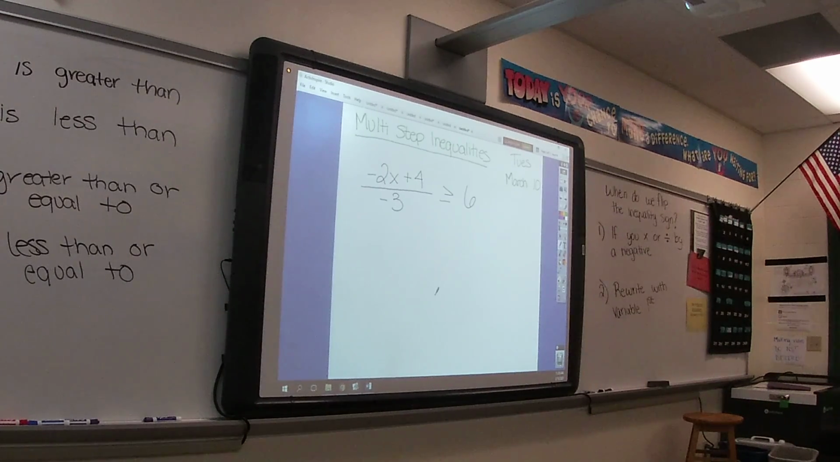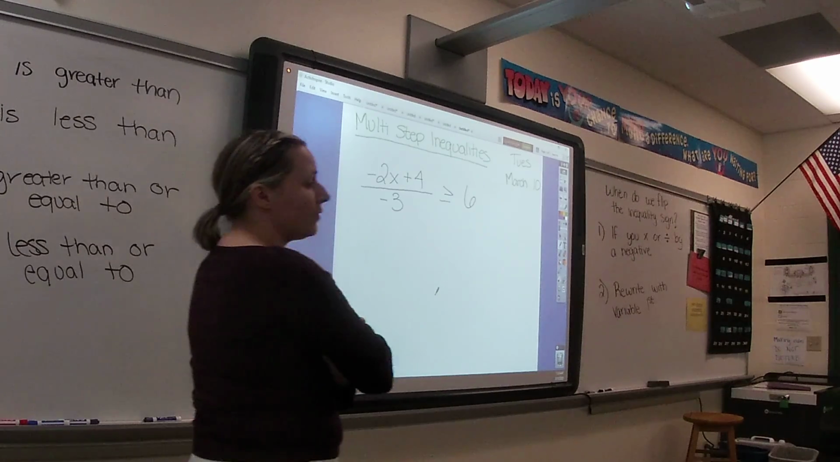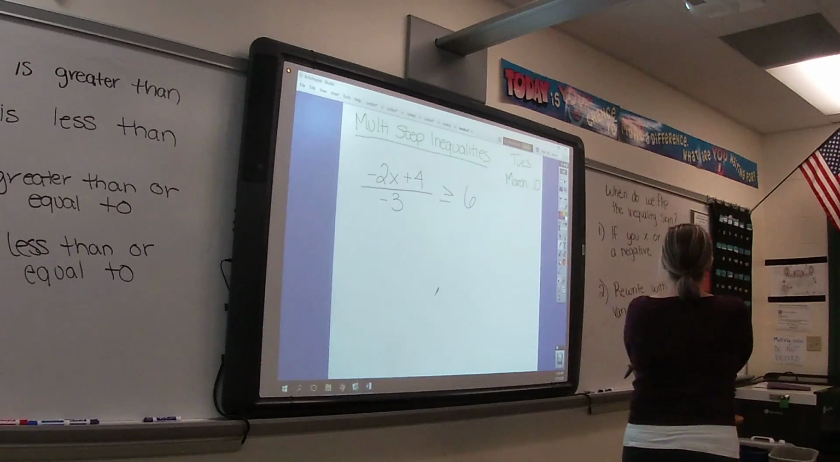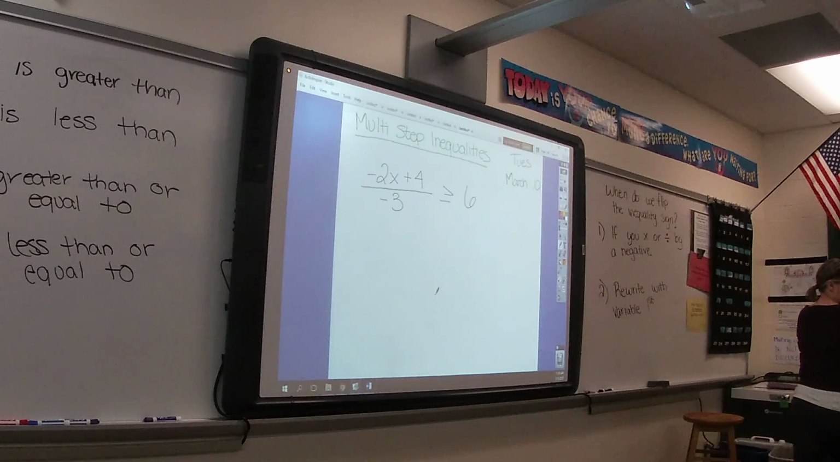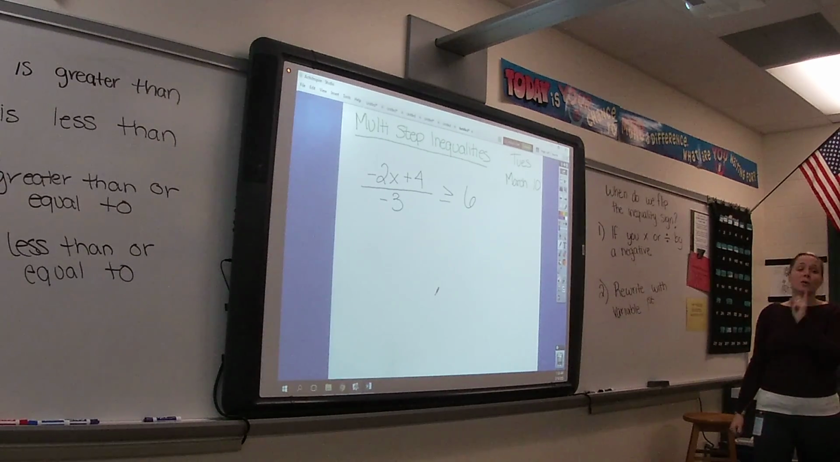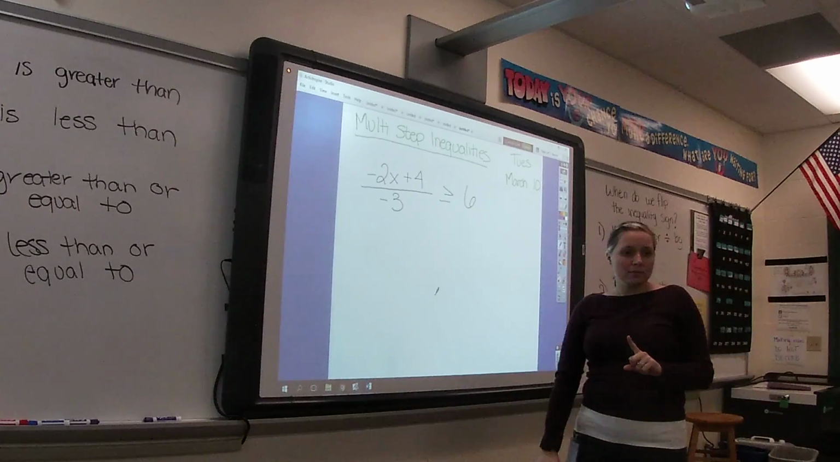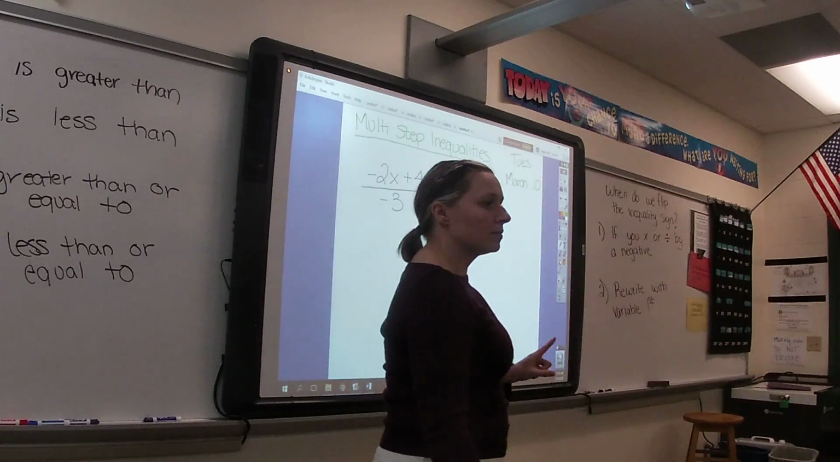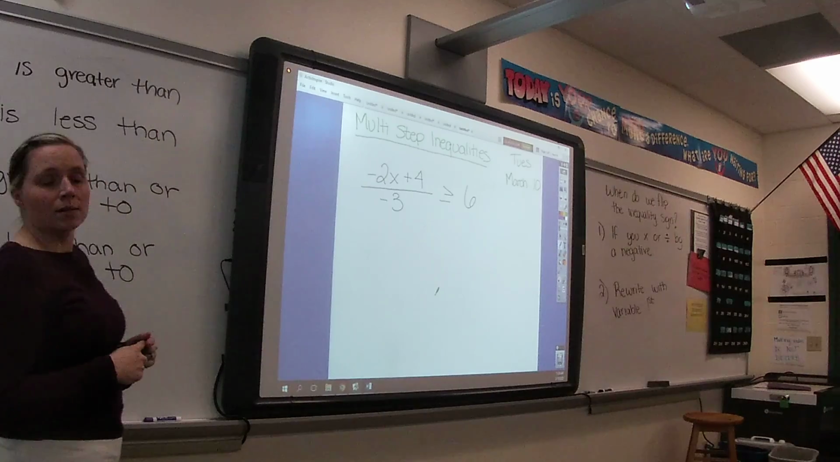Negative 2x plus 4, all divided by negative 3, is greater than or equal to 6. Okay, so if we look at this, we're going to go through our steps. Step 1 says, if there are parentheses, distribute. Do we see any parentheses? No. Nope. Cross that off the list.